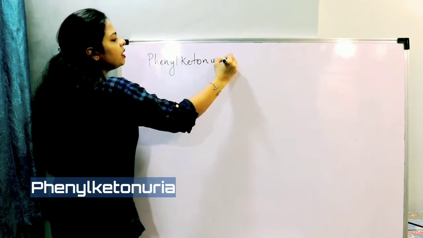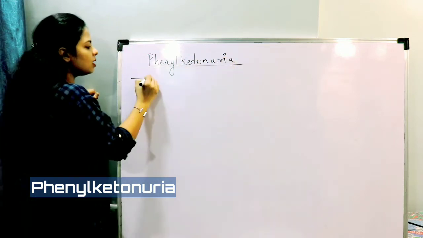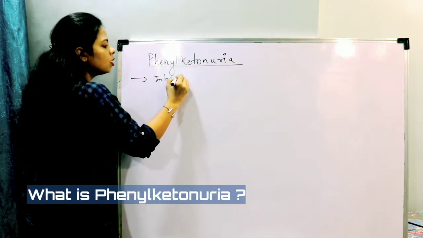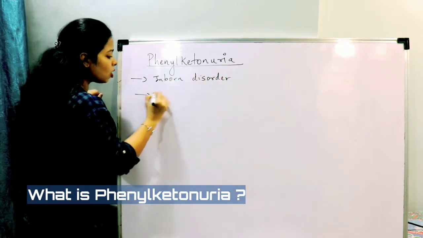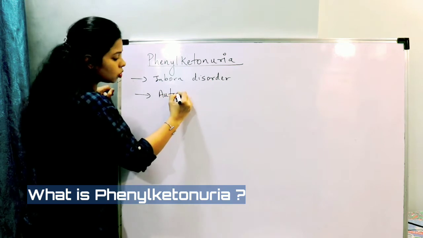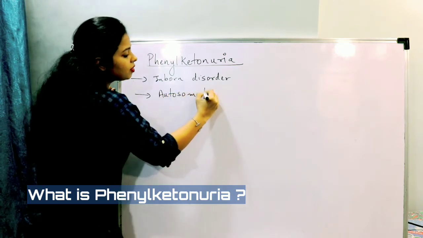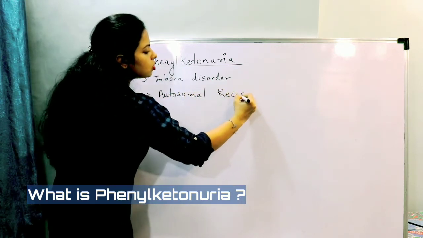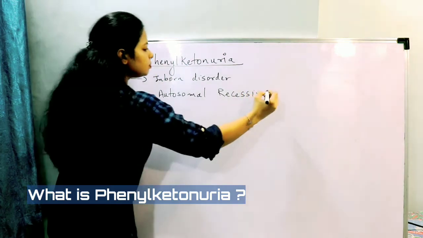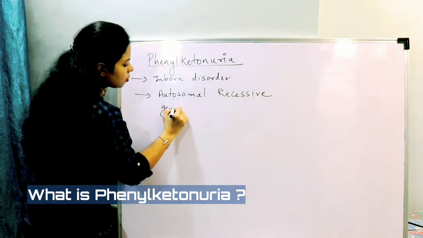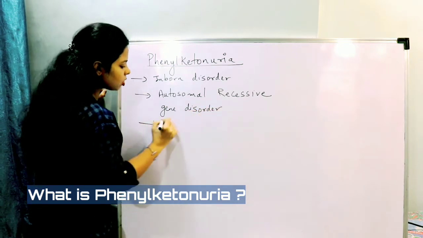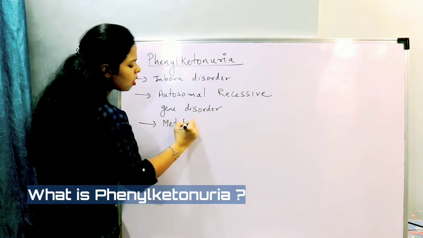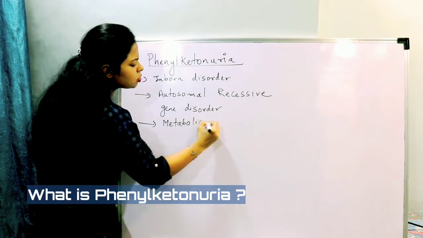Phenylketonuria, now PKU. It is an inborn disorder. Then it is an autosomal recessive disorder. Then it is a metabolic disorder. Now what do all these words mean?